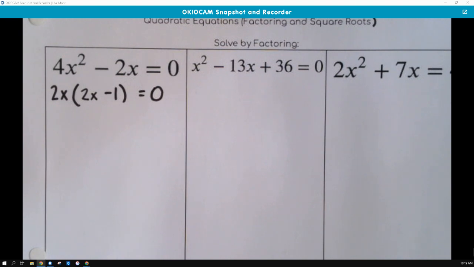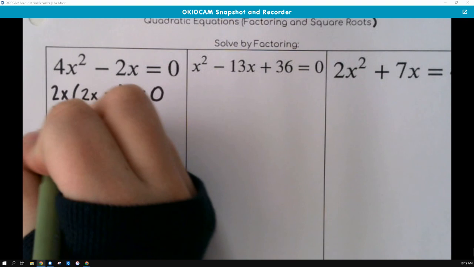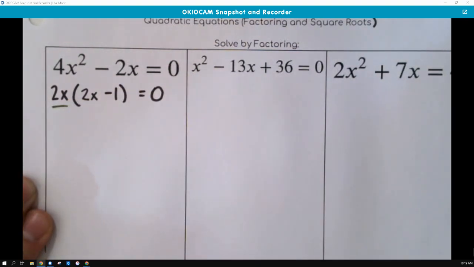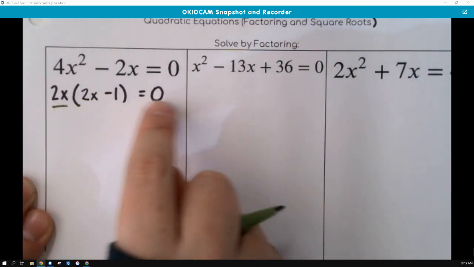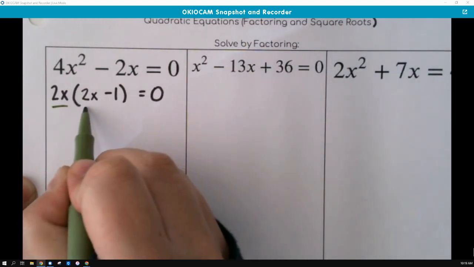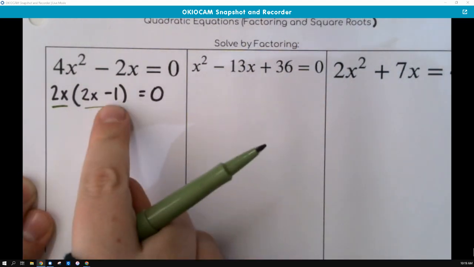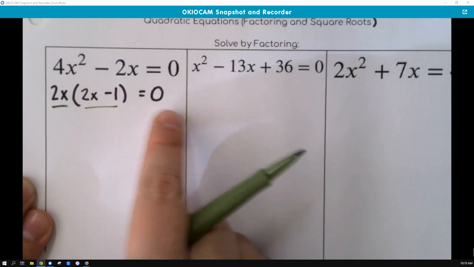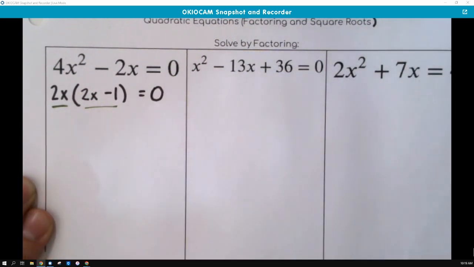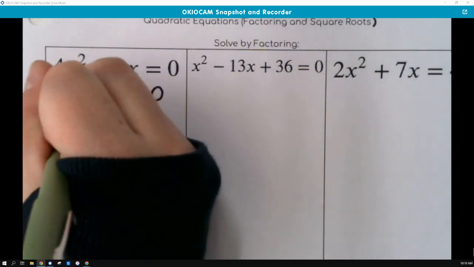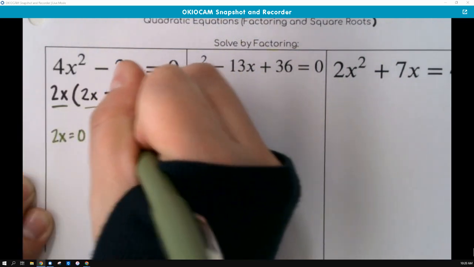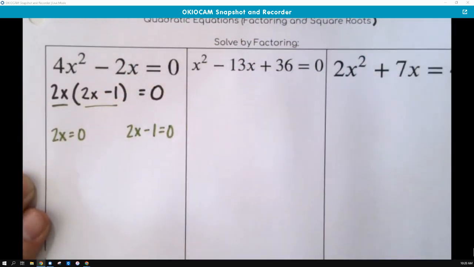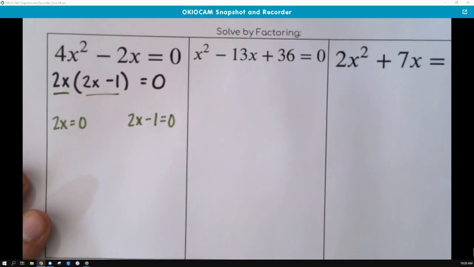Then we use the zero product principle. The zero product principle is that anything times 0 is 0. So if this equals 0, then 0 times this will be 0, or if this equals 0, 0 times whatever this is will equal 0. So we set each of those factors equal to 0: 2x equals 0, 2x minus 1 equals 0, and then we solve both.